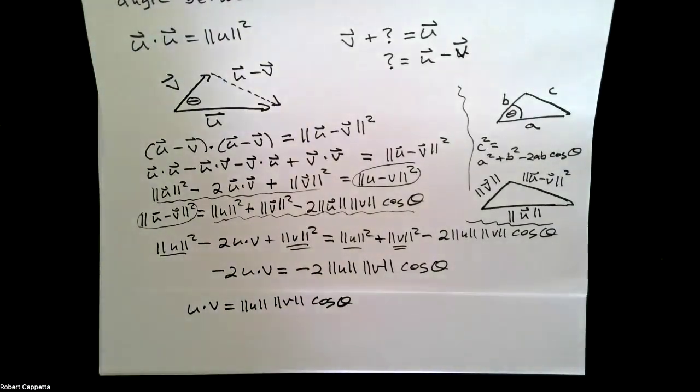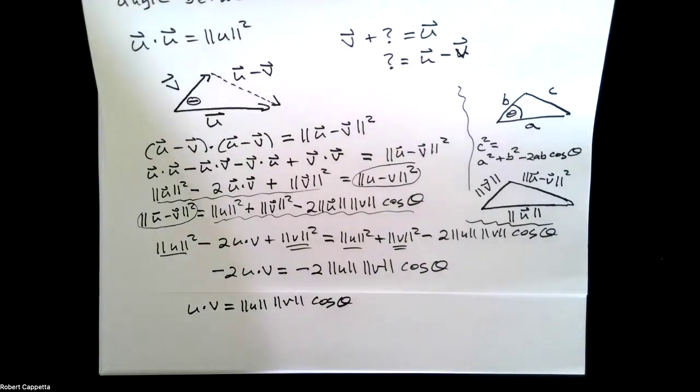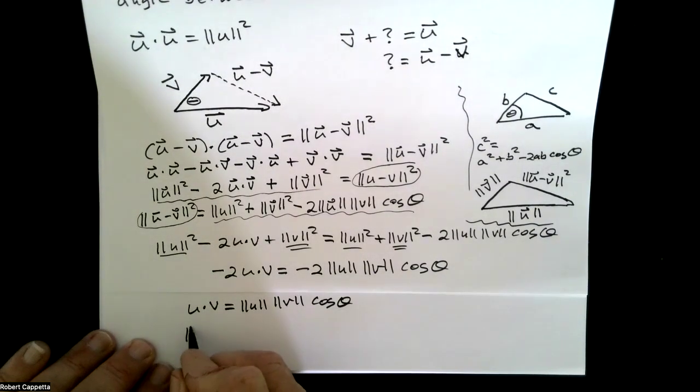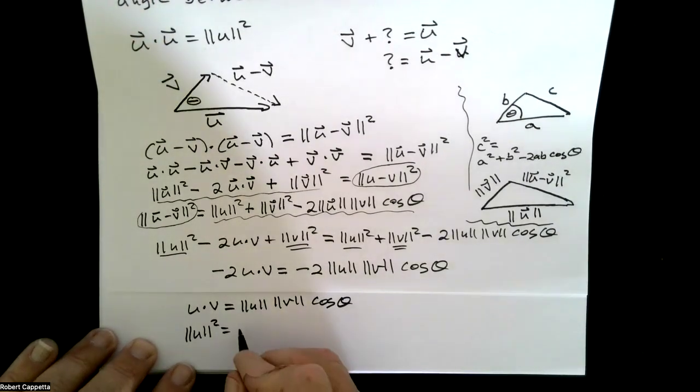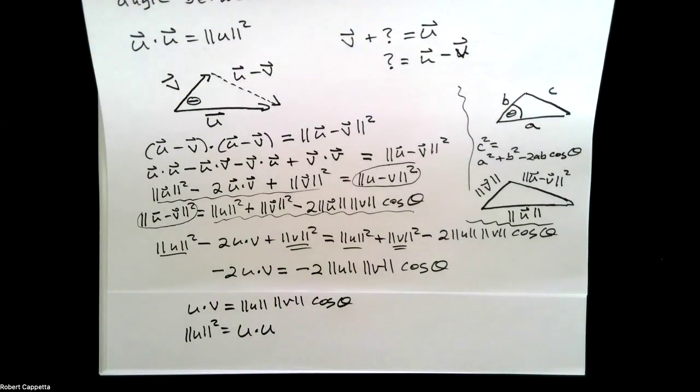So this is our second major fact that we've established. Our first major fact, of course, was that the magnitude of the vector squared is simply going to be the dot product with itself, is going to be u dot u. So we want to keep these ideas together as we build our concepts going forward.